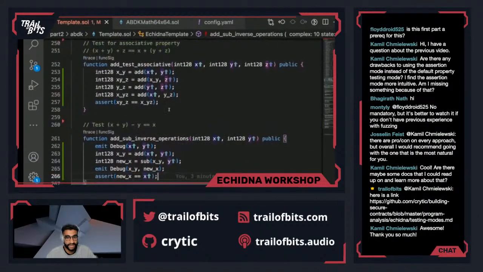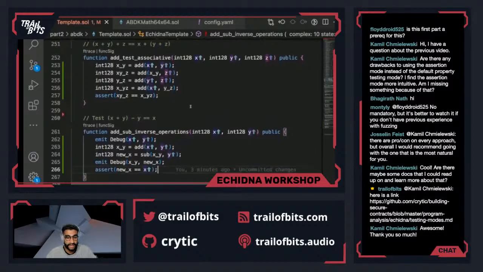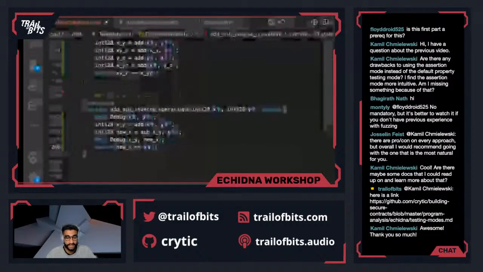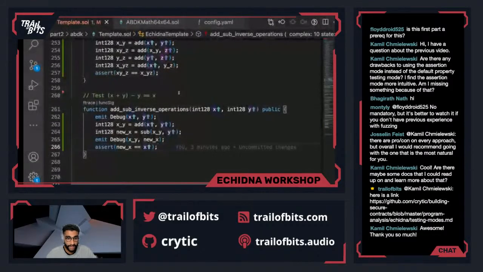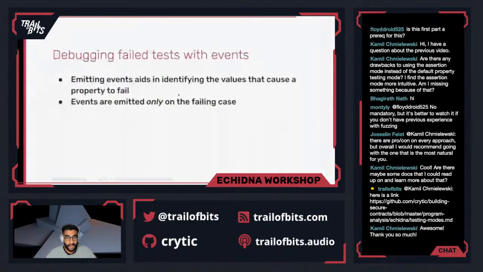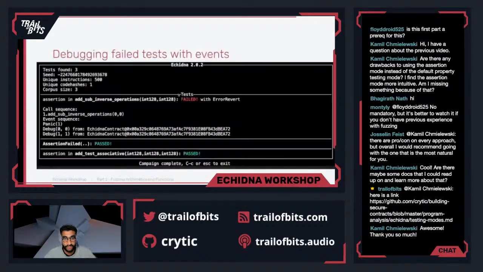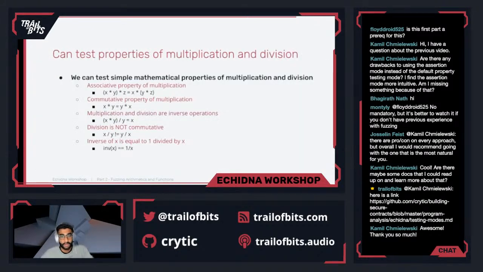Hopefully this provides a little bit of insight into how to write function level tests and how to use events to debug. So I'm going to go back over to my slide deck. I'm going to take a water break and see if we have any questions. Okay, looks like we're good. Going to do a time check.